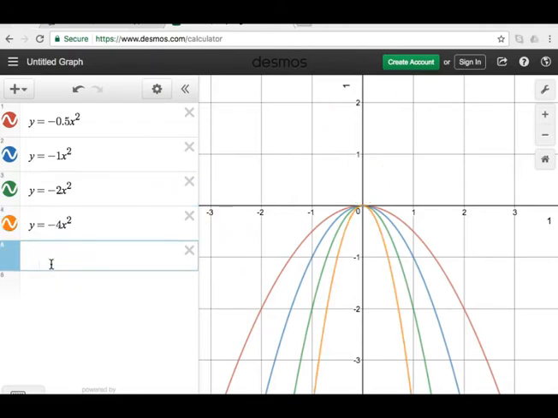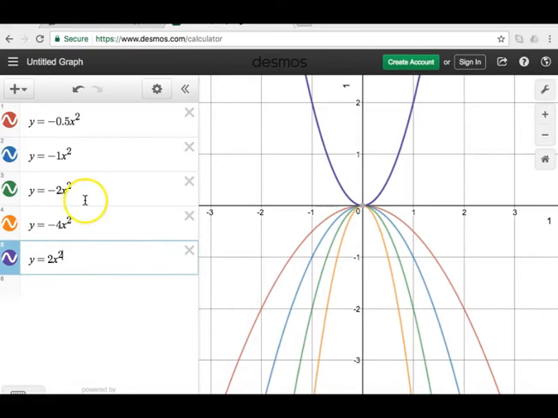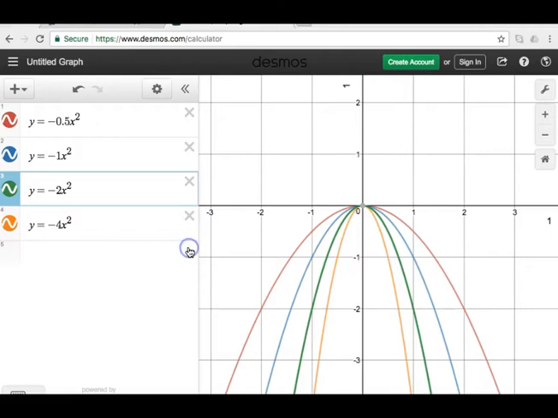What I'll do, I'm going to put just a 2x squared on top. See, it is the same size as negative 2x squared. They're the same width. 2x squared, negative 2x squared. See how they are just reflections? Same size but turned downwards.